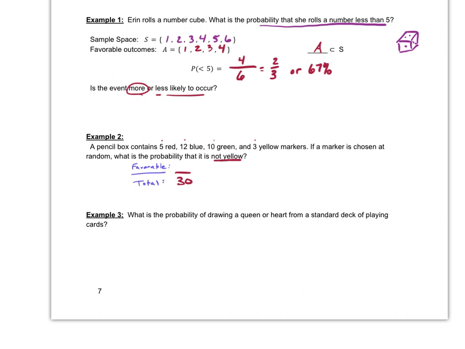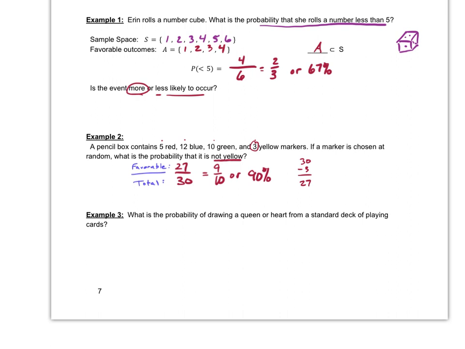I have 3 yellow markers, so 30 minus 3, I have 27 other possible markers in there that I could pull out. So if a marker is chosen at random, what is the probability that it is not yellow? Well, the probability is going to be 27 out of 30, which is 9/10 or 90%. And that's the probability of it being not yellow.